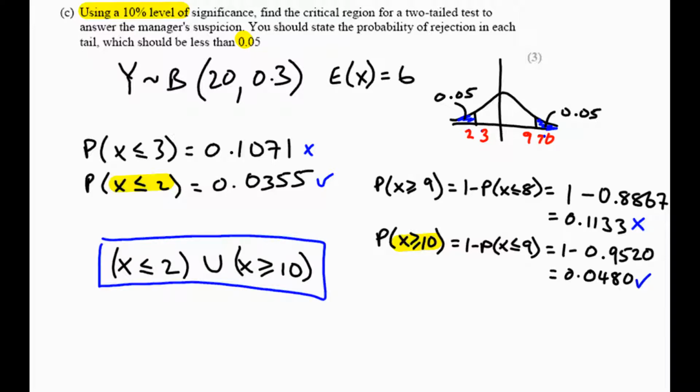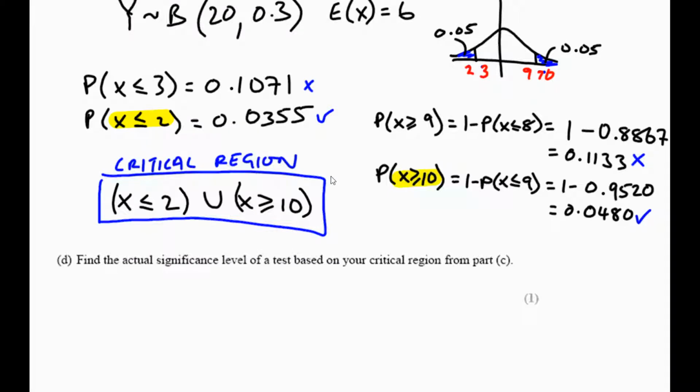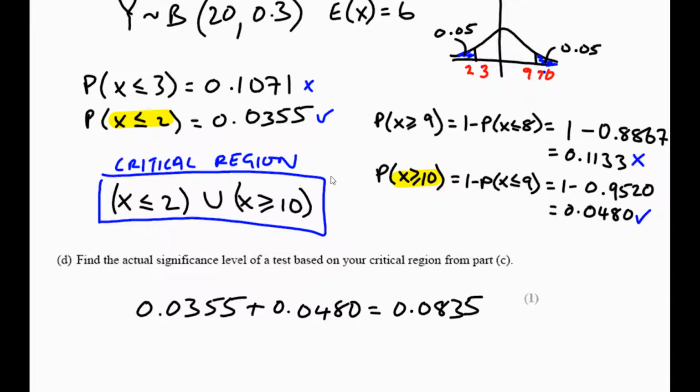as the critical region. Okay, next I'm asked to find the actual significance level of the test, and I'm really just going to add the probabilities of the critical region. So what was the probability that x was less than or equal to 2? It was 0.0355. What was the probability that x was greater than or equal to 10? 0.0480. Adding those together, 0.0835.